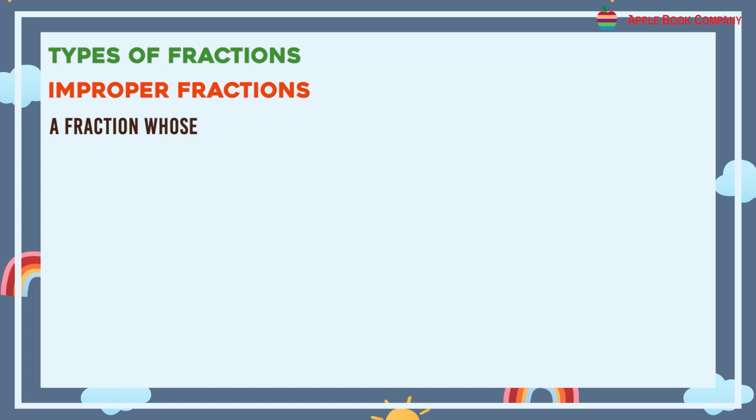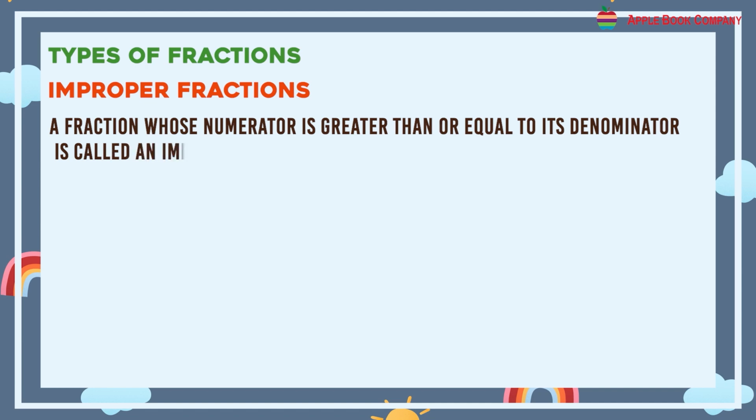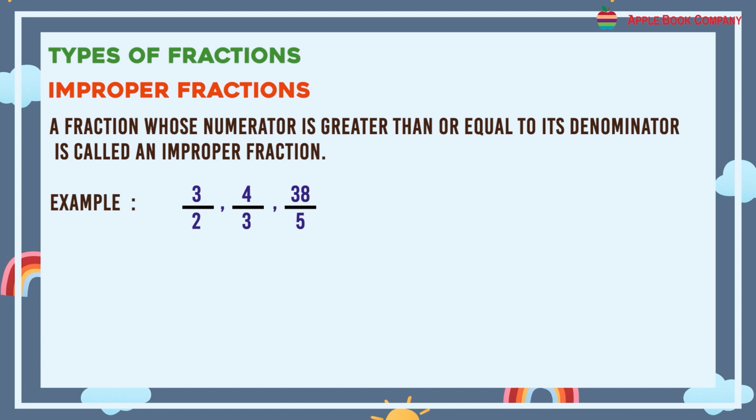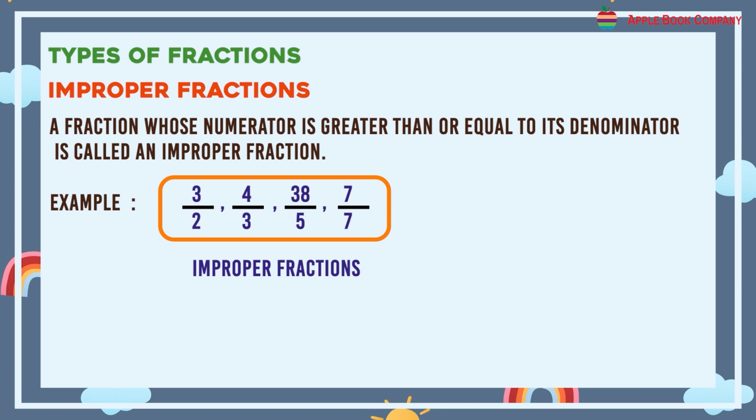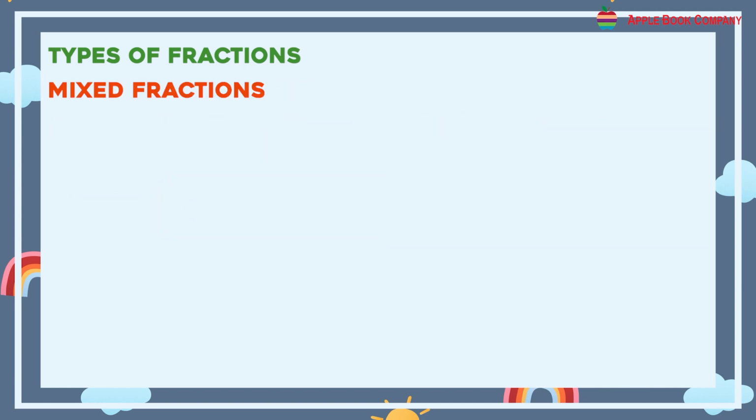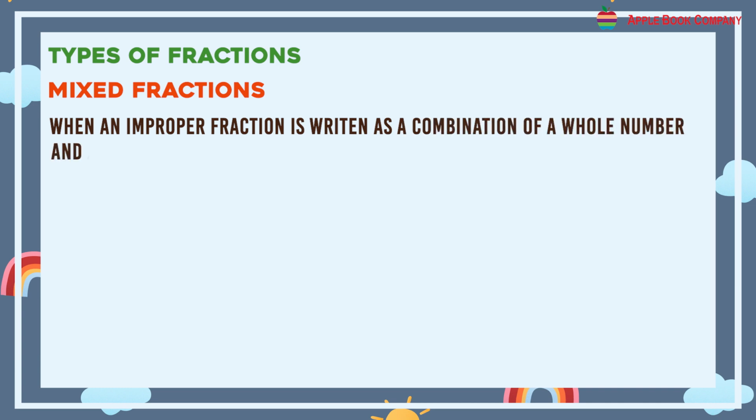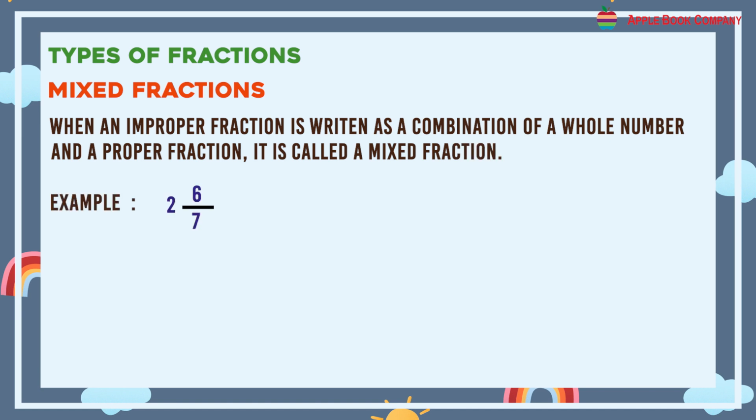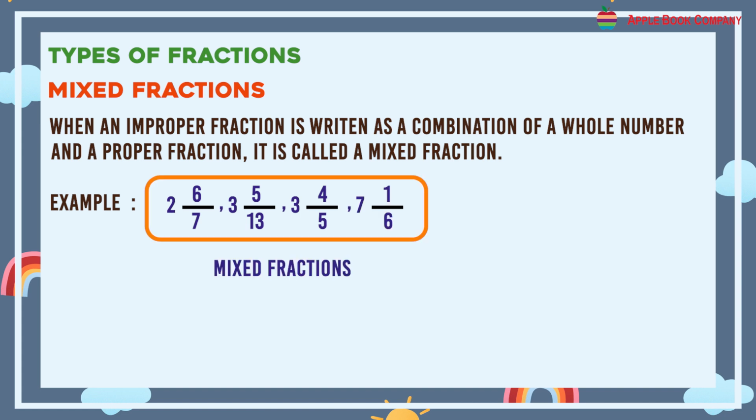Improper fractions. A fraction whose numerator is greater than or equal to its denominator is called an improper fraction. For example, 3 by 2, 4 by 3, 38 by 5, 7 by 7, etc. are all improper fractions. Mixed fractions. When an improper fraction is written as a combination of a whole number and a proper fraction, it is called a mixed fraction. For example, 2 6 by 7, 3 5 by 13, 3 4 by 5, 7 1 by 6, etc. are all mixed fractions.